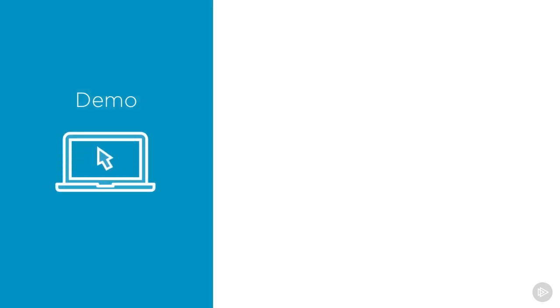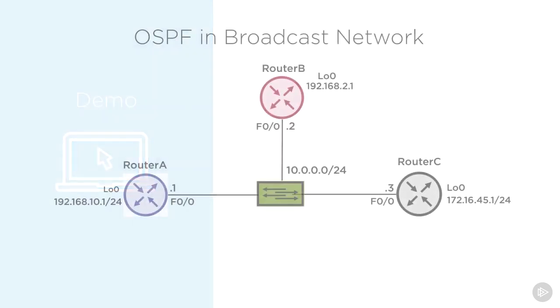Let's do a demonstration now where we take a look at OSPF in this broadcast network. The network that I have set up here is relatively simple. I have router A, B, and C. I have loopback addresses set on each one of the routers. We'll take a look at what the router ID is of each router, and then take a look at which router is our designated router, backup designated router, and DR other. And then we'll break one of the routers and have it refigure out which one is the DR and BDR.